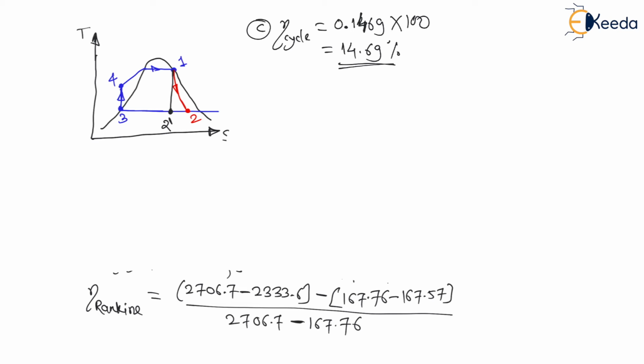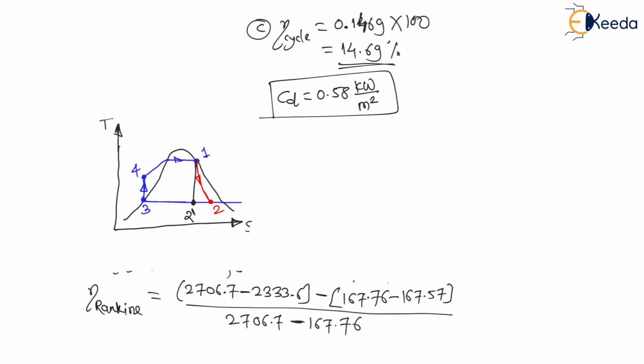Now, the last question. Let us understand the last question. In the last question, the collector picks up. They have provided the collector density, which is equal to 0.58 kilowatt per meter square. Dear students, the solar collector is used to supply the heat, meaning from process 4 to 1. The heat supplied in the boiler is taken from the solar energy, and this solar collector has a collector density of 0.58 kilowatt per meter square.